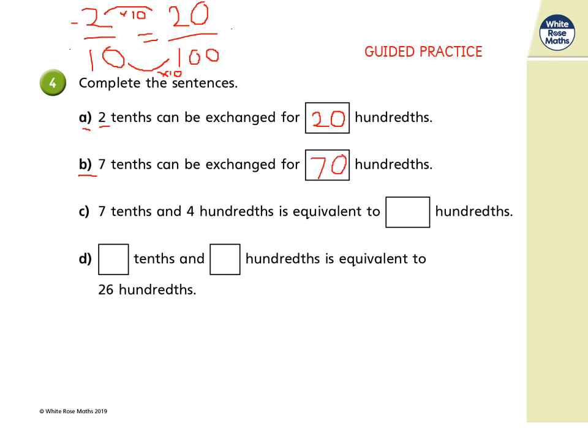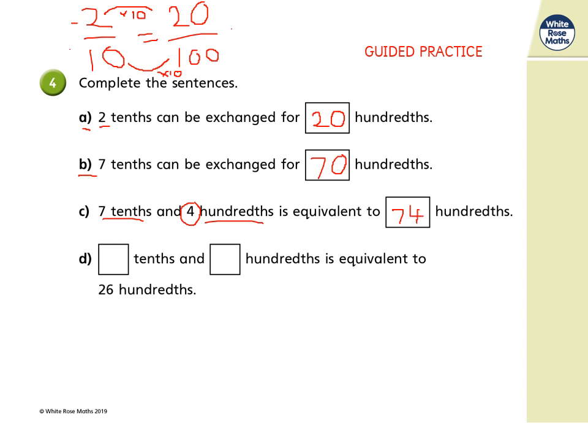Well done. Okay, now here we have got tenths and hundredths in C. So if we know 7 tenths can be exchanged for 70 hundredths, but we've also got an extra 4 hundredths. If I'm imagining my 100 square now, I would have 70 equal squares shaded in, or 7 rows shaded in. And then I'd have an extra 4 shaded in. So the 70 add the 4, so the 7 tenths add the 4 hundredths would give me a total of 74 hundredths.